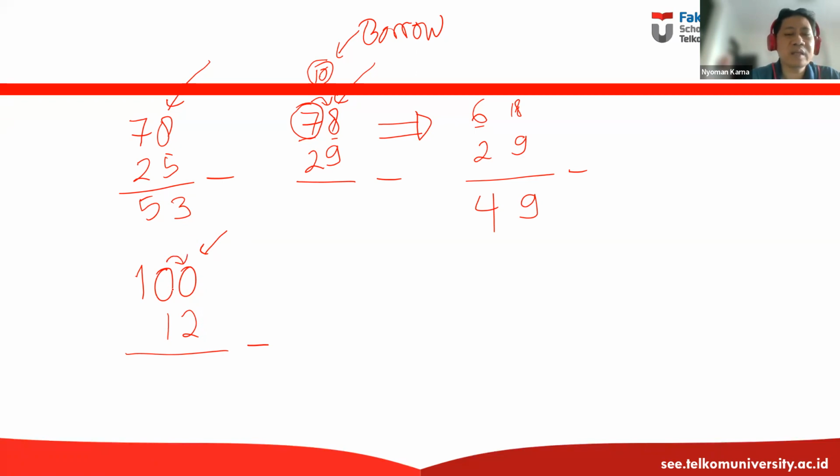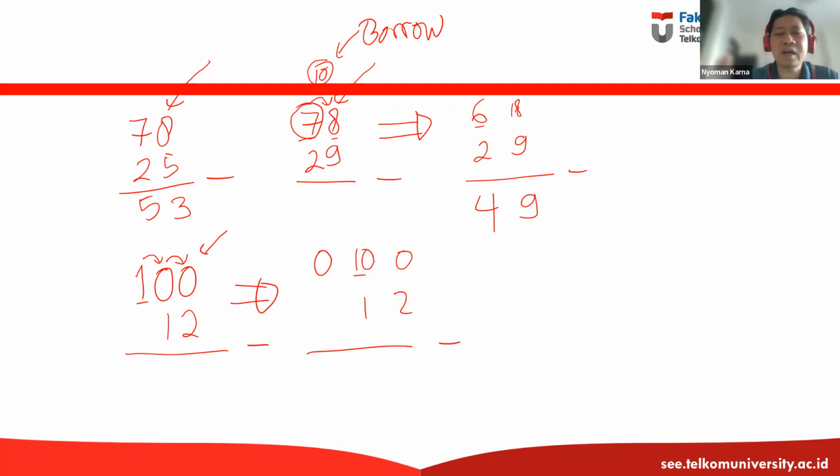Wait, I have nothing. Wait, I'm going to borrow from here. So now this will become 0. So 1 minus 1 is 0, and then this will become 10. This is still 0, 1, and 2.